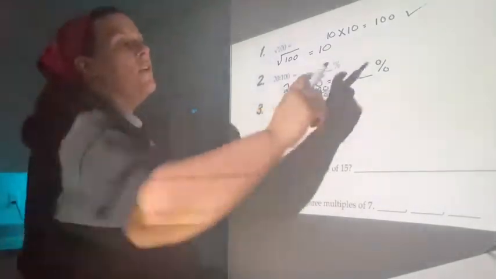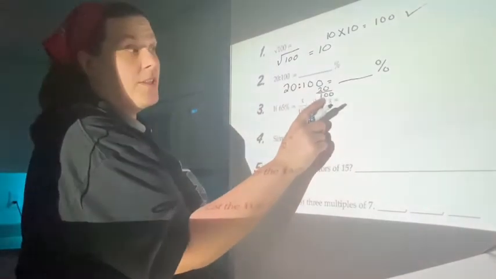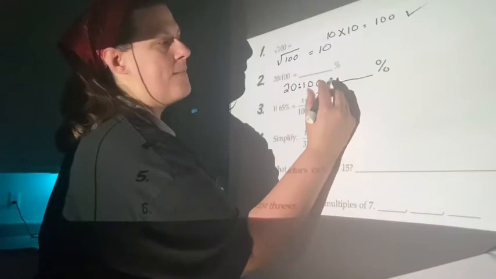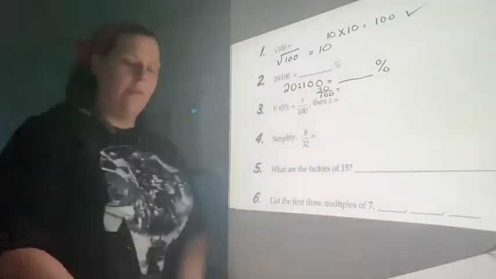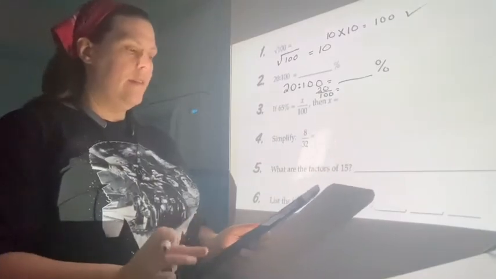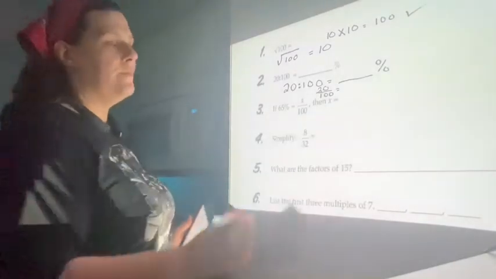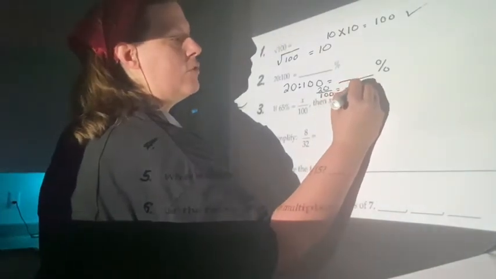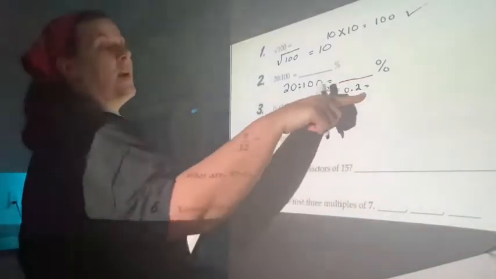bandana. What you do is you actually complete the problem. So what is 20 divided by 100? So we do that first. We get on our calculator, and we go 20 divided by 100. That equals 0.2. So we've done the problem, now we have the decimal.